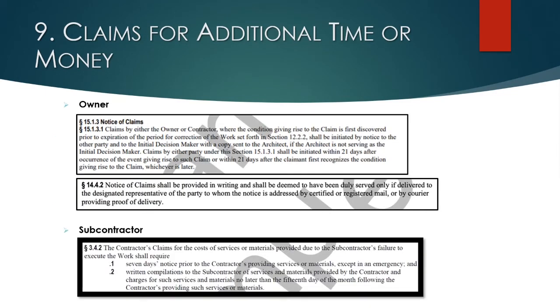Here are some examples from the AIA. And with the owner, you have 21 days after you recognize the claim to put the owner on notice. Also, be aware that you have to include the architect or initial decision maker on your notice to owner. And courts do strictly construe these types of contract provisions. And if you fail to do what your contract says, you may have completely lost your claim.